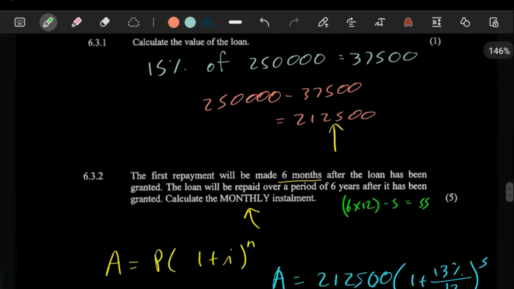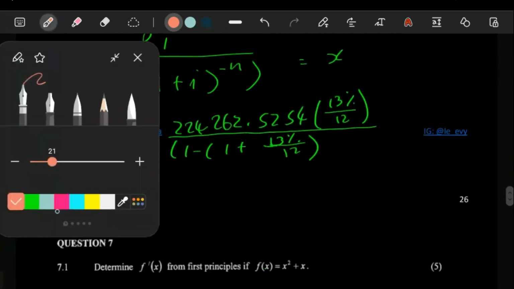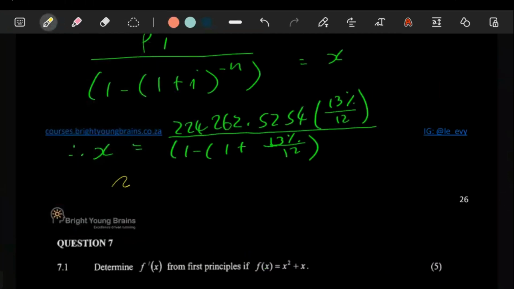Wait, what is 12 times 6? Is it 60? No, 72. Your maths needs help. Your mental maths needs the help. This is 67. We love to see it.